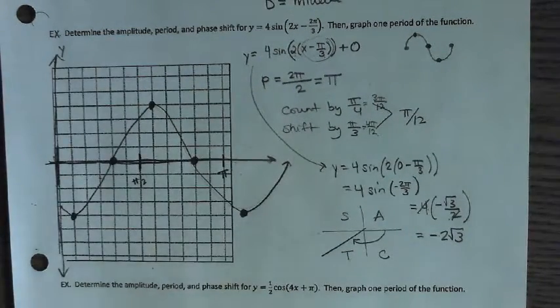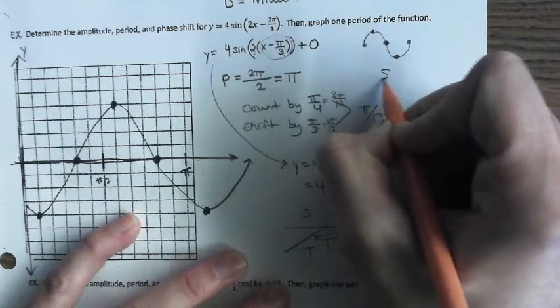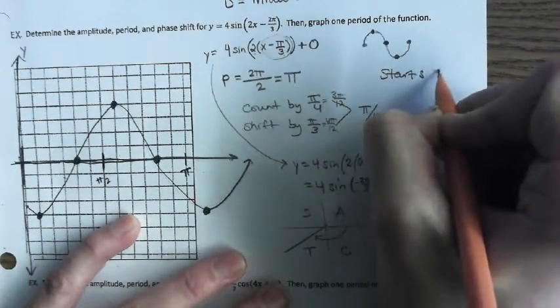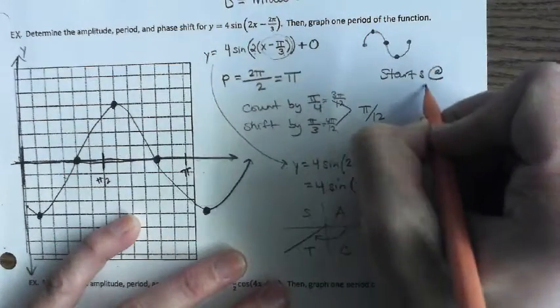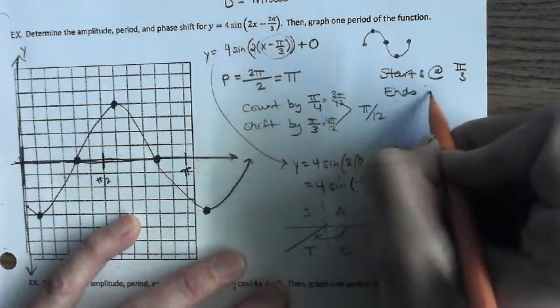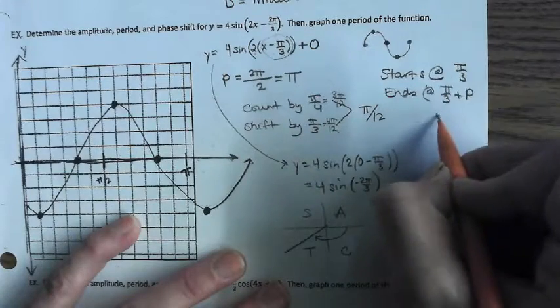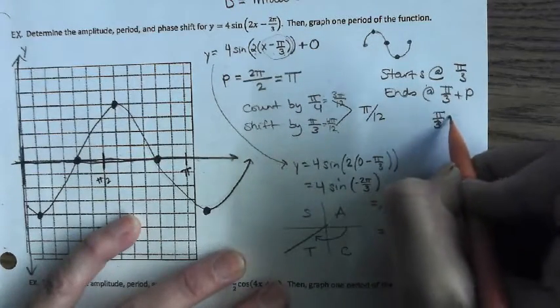And that brings me to kind of my second thought process. Oftentimes I'll start these, and I think you should do the same, with where does your cycle start? Starts at your shift, pi over 3. And it ends at that pi over 3 plus the period, which in this case is pi over 3 plus pi.